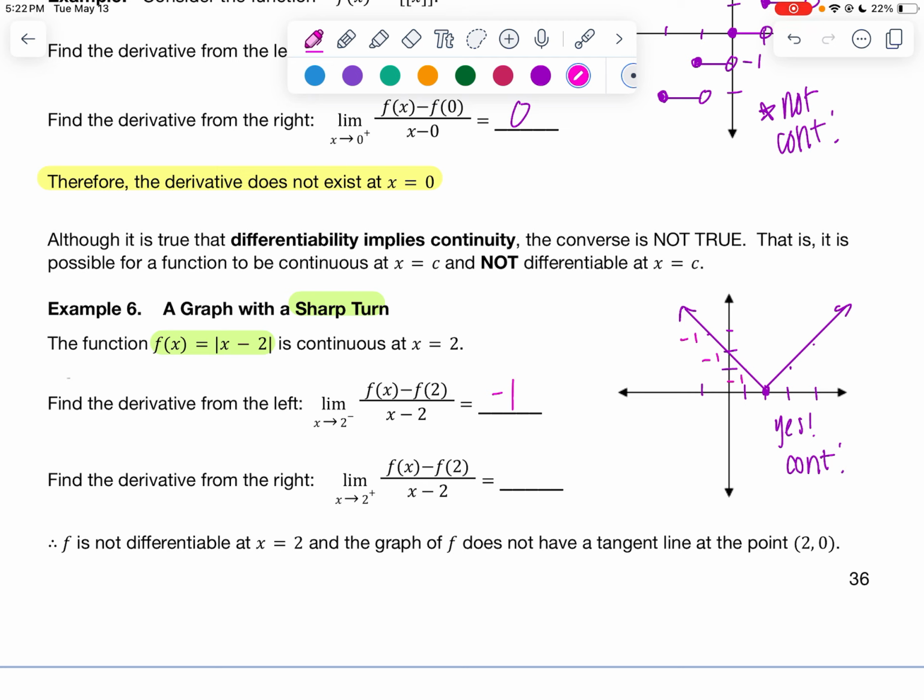If I'm looking at my slope as x is approaching 2 to the right, right, we see that my graph increases. So this one I'm going to go up by 1. So therefore, from the right, my limit is 1. Although it is continuous, it is not differentiable at x is equal to 2, right? Because we have different values. So therefore, f is not differentiable at x is equal to 2. And the graph does not have a tangent line at the point (2, 0).